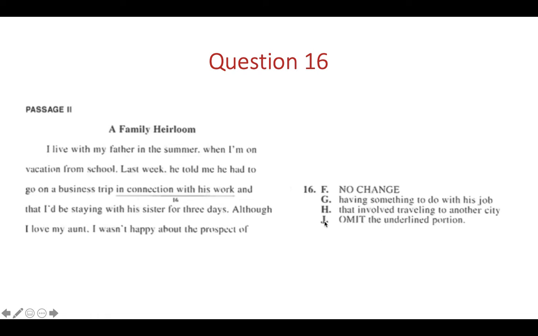And so the correct answer is J. It's just to omit this underlined portion, to take it out. Omit means to take it out. So last week he told me he had to go on a business trip and that I'd be staying with his sister for 3 days. You want to be concise, okay? You don't need that extra bit, because it's just kind of repeating what you've already said.